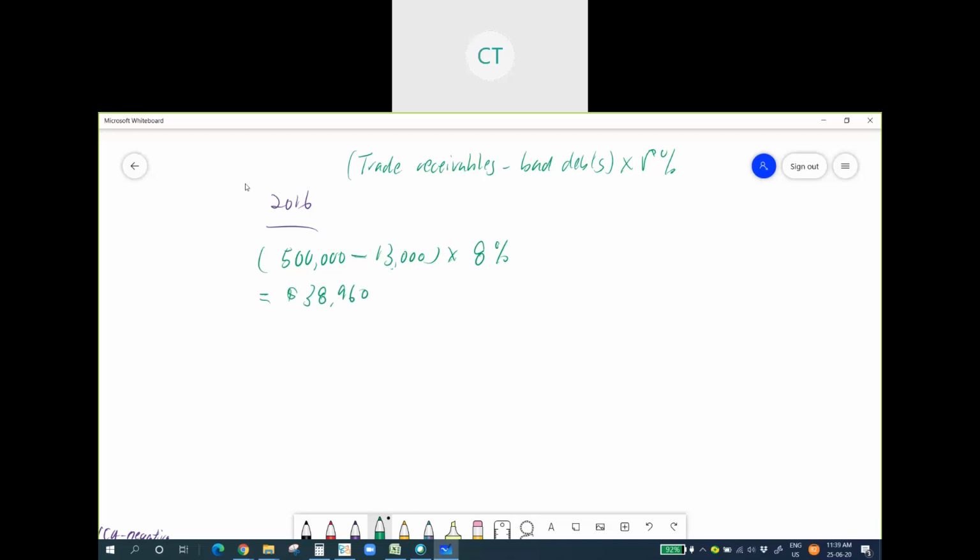So this is the first year. We follow the first year journal entry. The first year journal entry will be debit allowance for doubtful debts, and we credit provision for doubtful debts. The amount is 38,960.